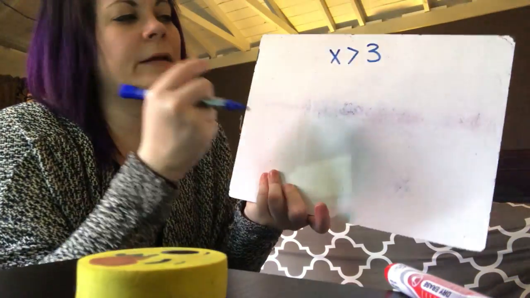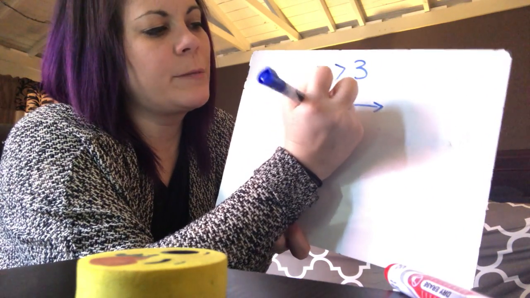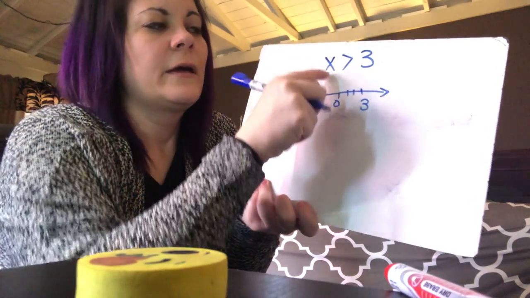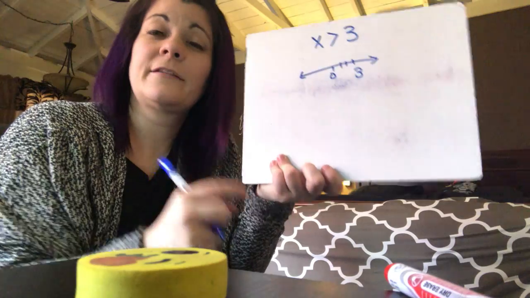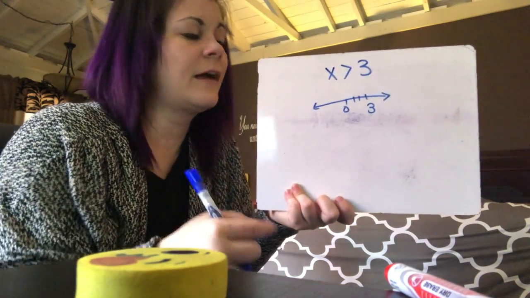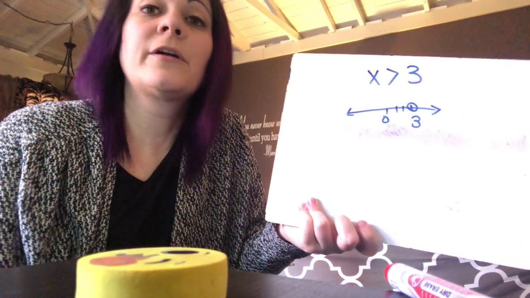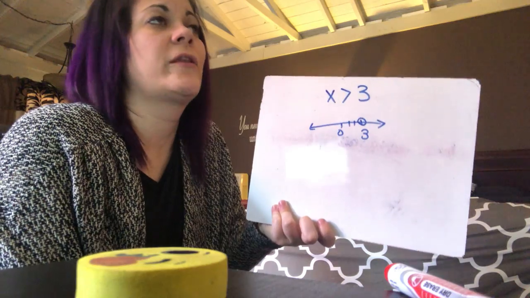So we had x is greater than 3. So on a number line, what you want to do is you want to plot 3. But first of all, x is greater than 3. It does not include 3 because it's not x is greater than or equal to 3. If it doesn't include 3, you're going to plot it with an open circle. And then you say x is greater than 3.